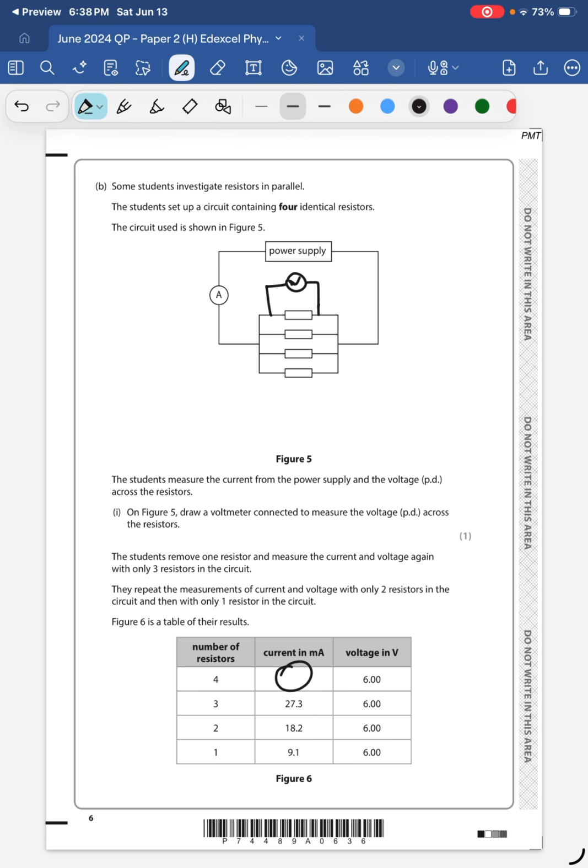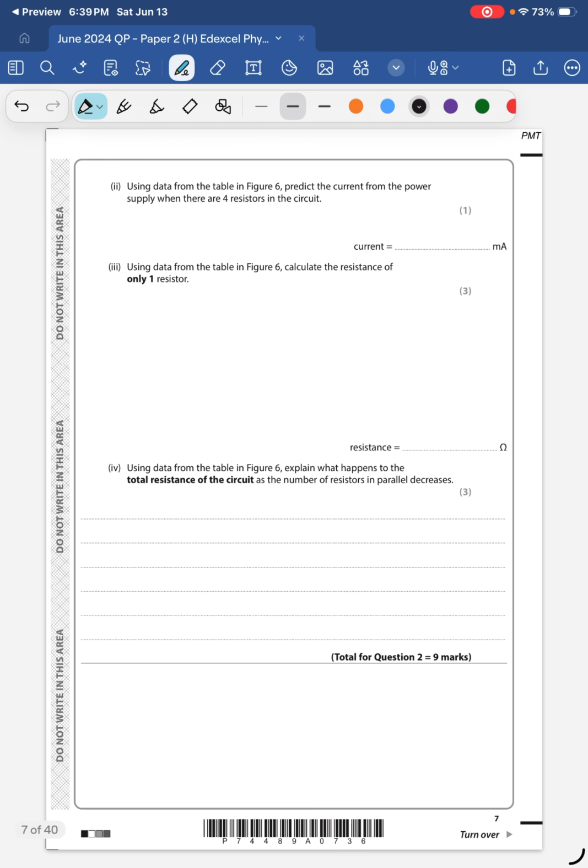If you look at the table, we have 9.1 milliamps for one resistor. So that doubles to 18.2 milliamps for 2 resistors, 27.3 milliamps for 3 resistors. So therefore, we need 4 times 9.1. So the value will be 36.4, right? Yes. So let's write that down, 36.4 milliamps.